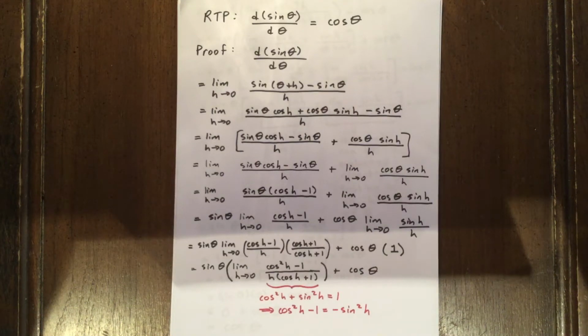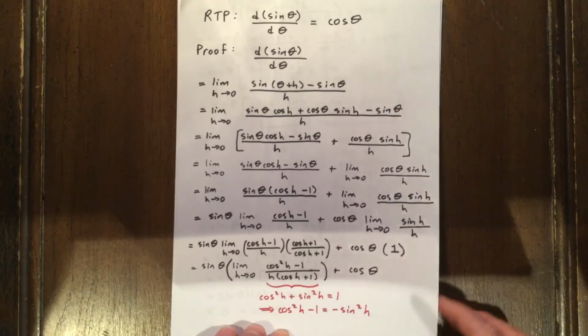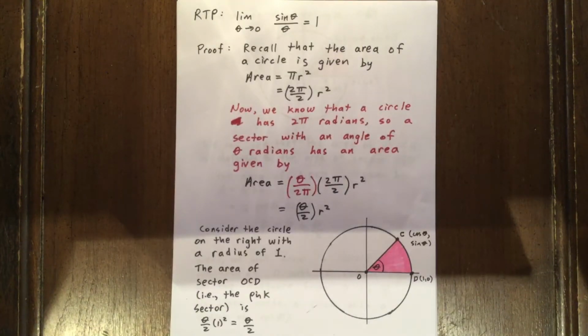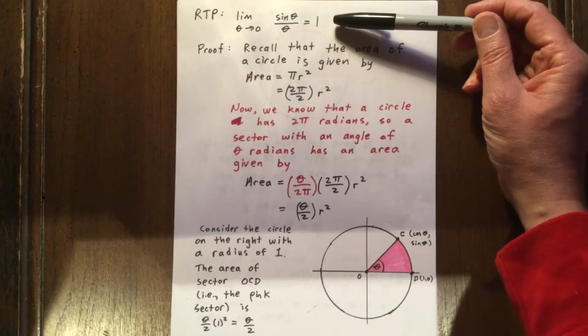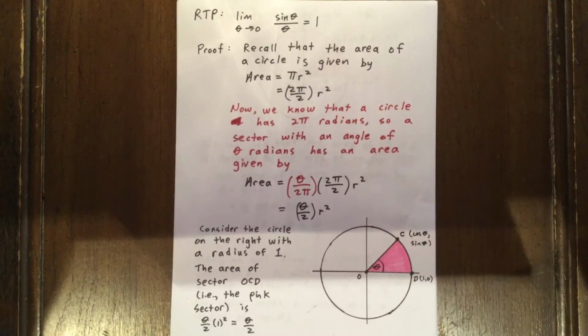We are going to prove that the derivative of sine theta with respect to theta is cosine theta. But in order to do that, we have to do something which at first seems unrelated, perhaps, but it's an important part of the proof. As a little aside, we're going to prove that the limit as theta goes to 0 of sine theta over theta equals 1. How are we going to do that?